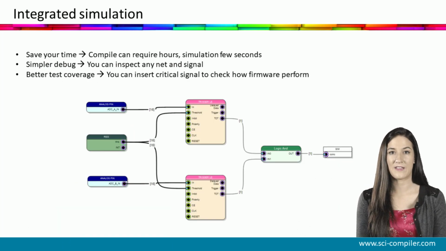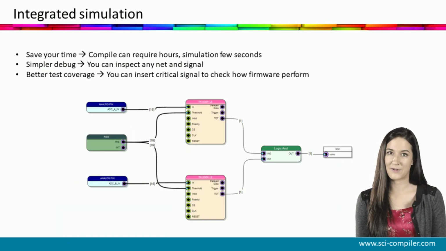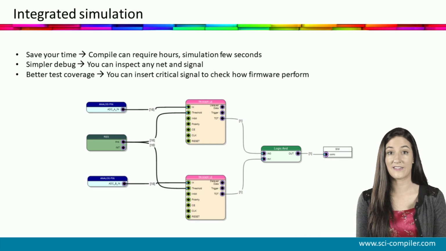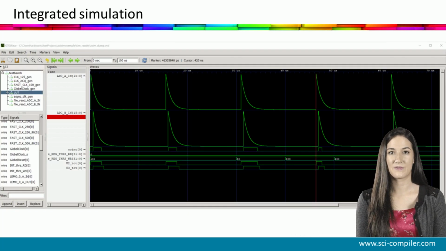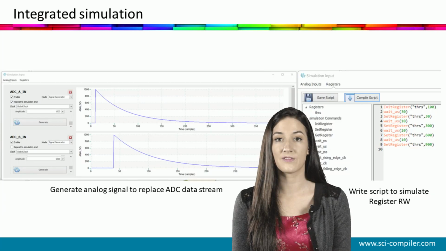SciCompiler serves as both a firmware generation tool and a powerful simulation platform, offering time-efficient code simulation that accelerates the development cycle. Its rapid simulation aids in quicker debugging by providing detailed insights into nets and signals, leading to easier issue resolution. Additionally, it enhances test coverage by allowing users to simulate extreme cases, ensuring firmware robustness before deployment.